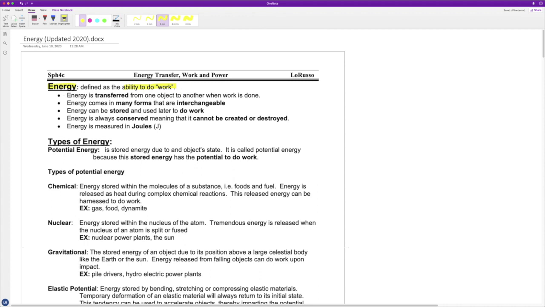All right, so now, here are some things that we do know about energy. Energy is transferred from one object to another when work is done. Energy comes in many forms that are all interchangeable. Energy can be stored and later used to do work. Energy is always conserved, meaning it cannot be created or destroyed, and energy is measured in joules. So let's tackle one thing at a time.